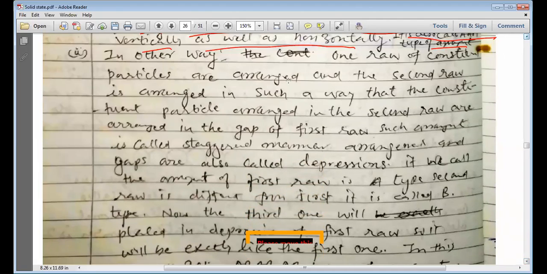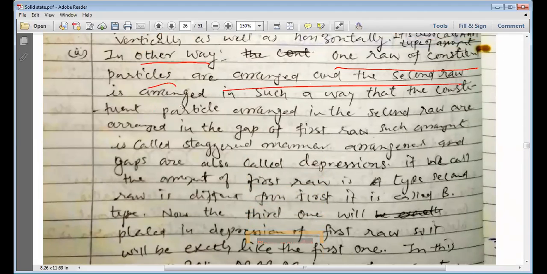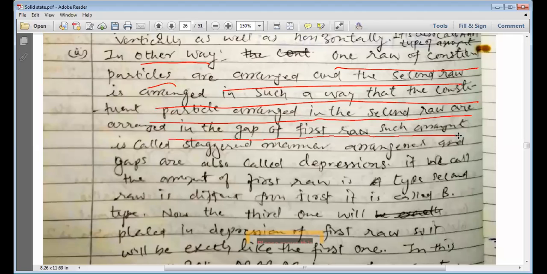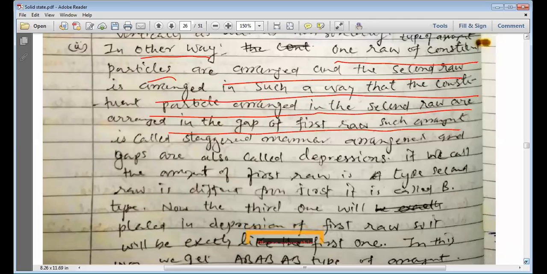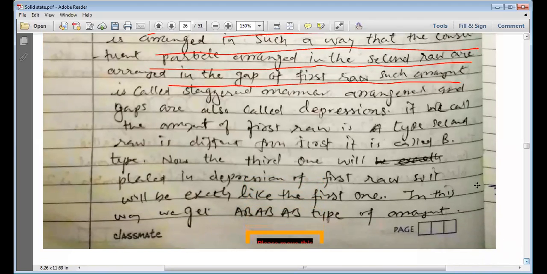Now my dear students, we are going to study another way. In this way, one row of constituent particles is arranged and the second row is arranged in such a way that the constituent particles in the second row are arranged in the gap of the first row. When the second row is arranged in the gap of the first row, such arrangement is called staggered manner arrangement, and the gaps are also called depressions.